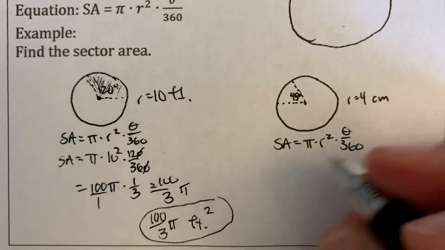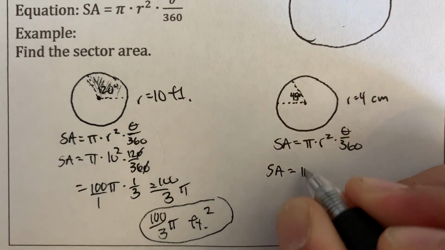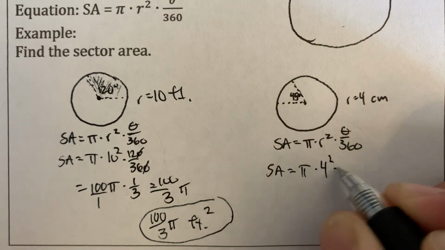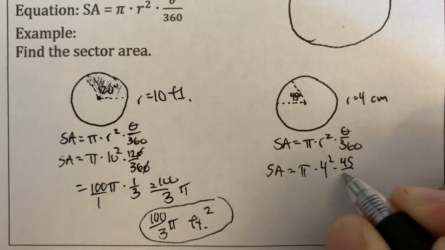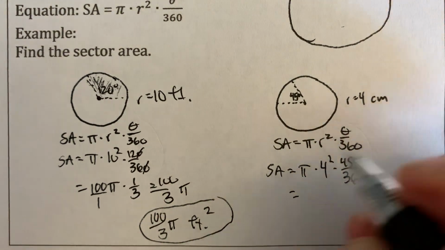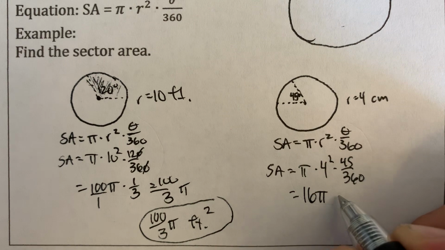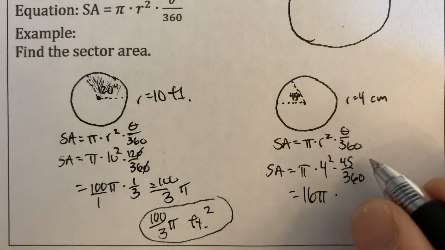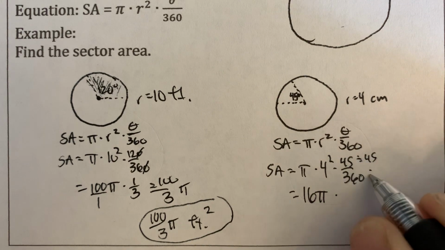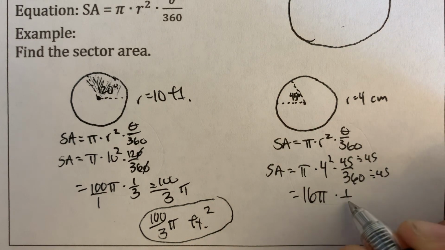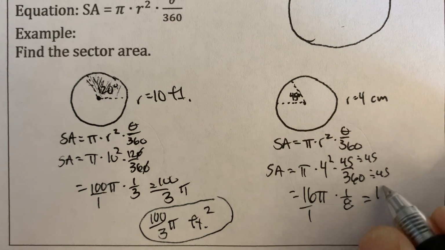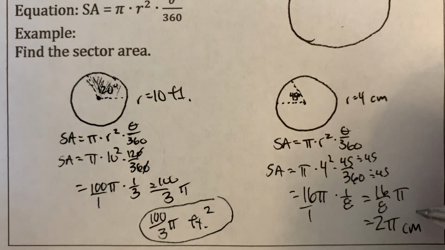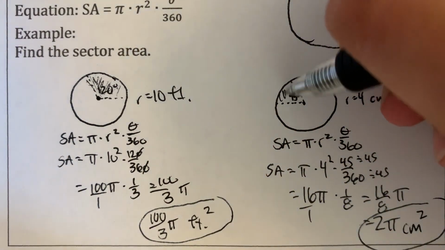Okay, and we'll do one last one. Sector area. Our radius is 4. Our theta is 45 over 360. Follow the same process, 16 pi. Now we're multiplying that entire area by the little fraction part. 45 over 360, you can divide the top and bottom by 45, and we get 1 over 8. Follow the same process, and we get 2 pi centimeters squared for that slice.